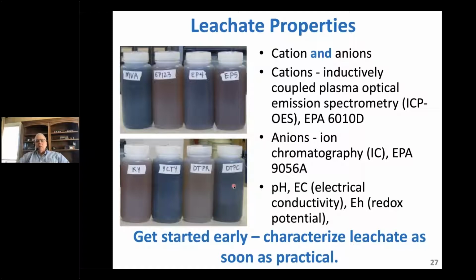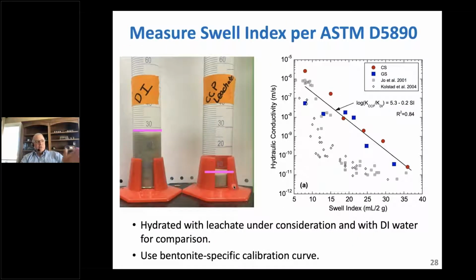We do cations by ICP, a common method, inductively coupled plasma. Anions we'll typically do by ion chromatography. These are standard methods. Any environmental laboratory can conduct them for you. At the same time, measure the pH, the electrical conductivity, and if possible, the redox potential or the Eh. Measure all these basic properties and then put them into a spreadsheet and calculate the ionic strength and the RMD, and I'll talk about that in a minute.